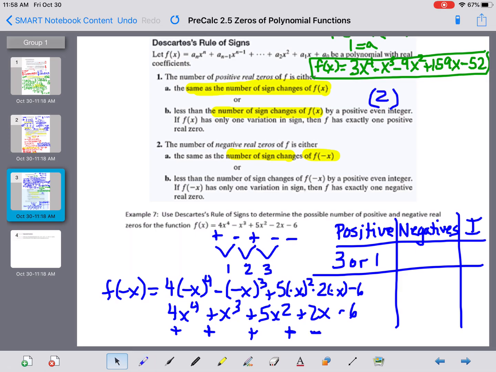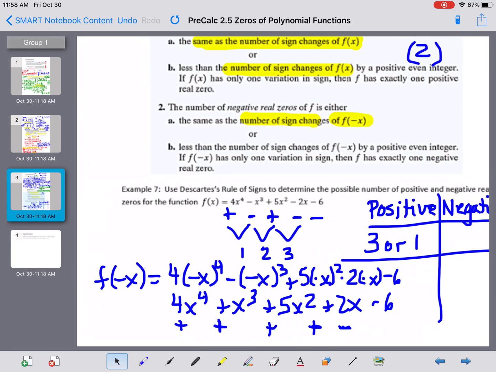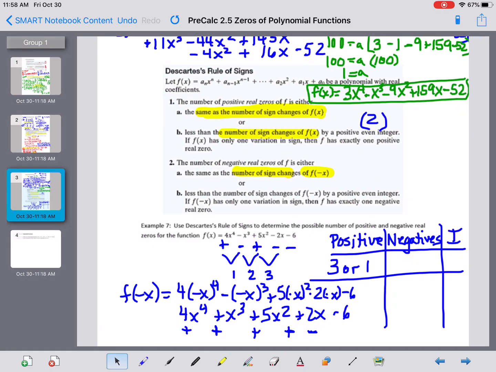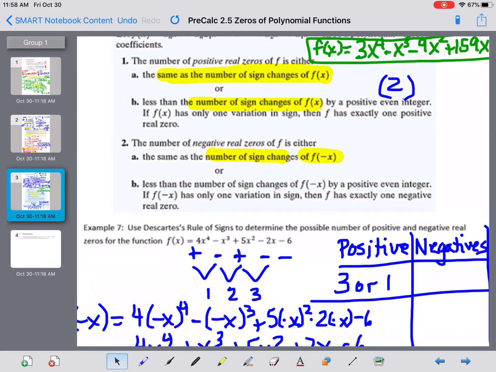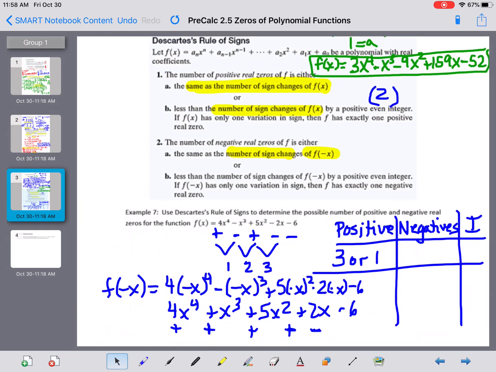So as I go through and plug in the negatives, I check the new sign changes to see what happens, right? And again, this is something that the more you work with it, the more you might be able to just look and know, and maybe you don't write out the work. But don't be afraid to write out the work to test this.